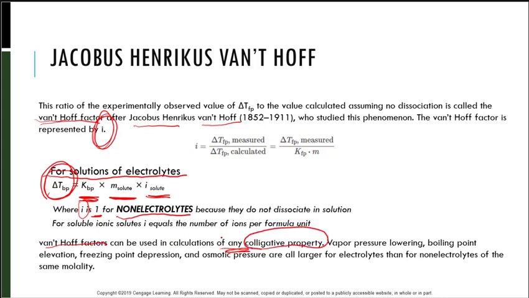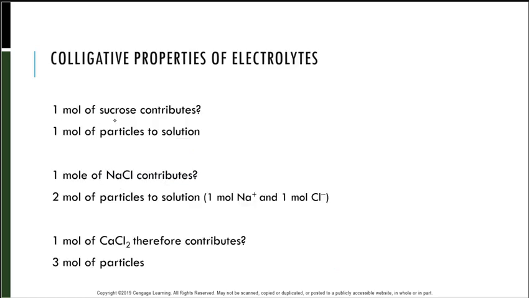Vapor pressure lowering, boiling point elevation, freezing point depression, and osmotic pressure are all larger for electrolytes than for non-electrolytes of the same molality. So if we were to look at 1 mole of sucrose, sucrose is a molecular compound, so that would be 1 mole of particles in solution. Again, NaCl is an ionic compound, 2 moles of particles. Calcium chloride would be 3 moles of particles, 1 calcium and 2 chlorines.